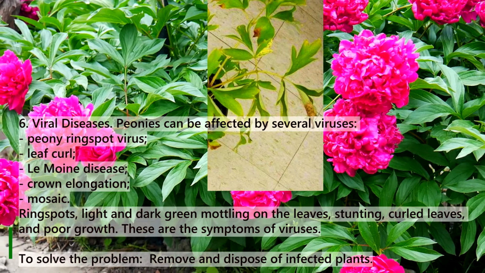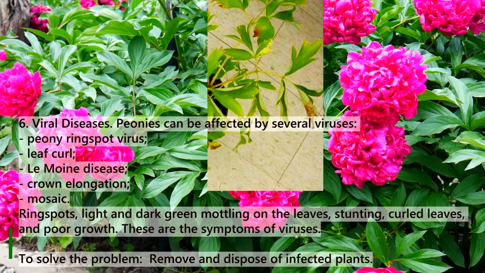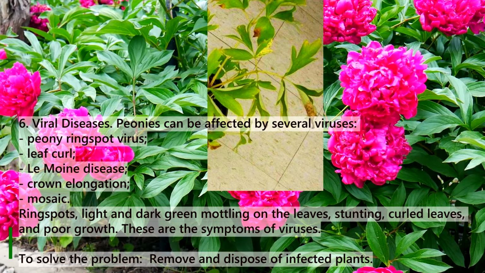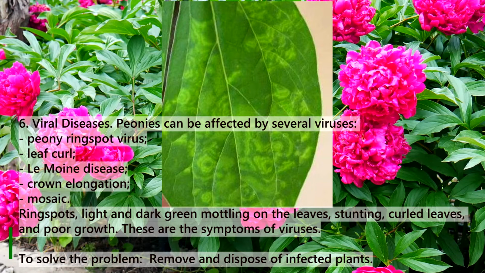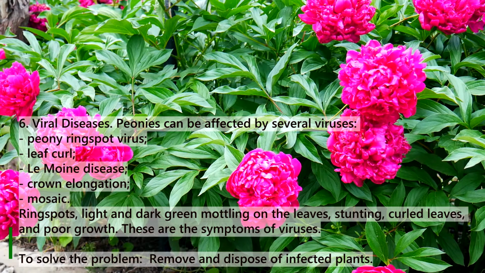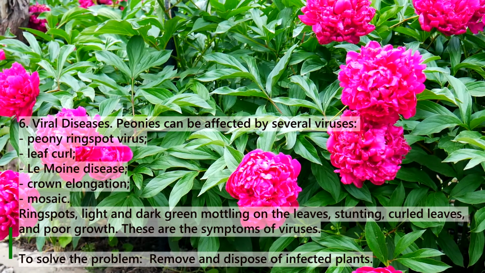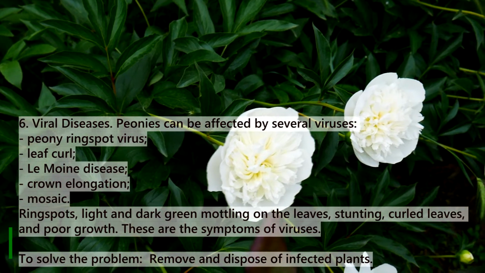6. Viral diseases. Peonies can be affected by several viruses: peony ring spot virus, leaf curl, limb-worm disease, crown elongation, mosaic. Ring spots, light and dark green mottling on the leaves, stunting, curved leaves, and poor growth. These are the symptoms of viruses. To solve the problem, remove and dispose of infected plants.